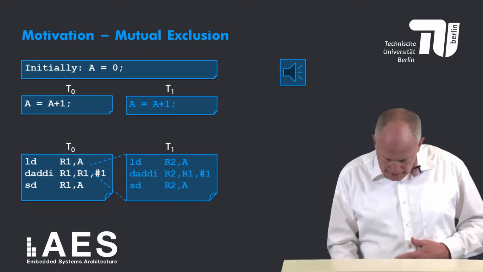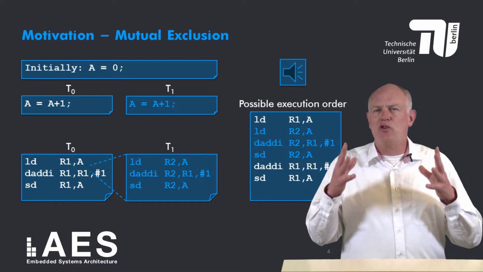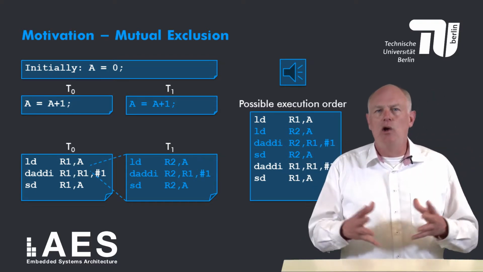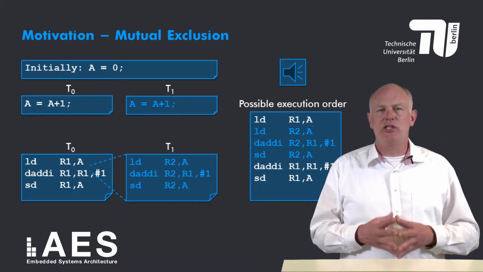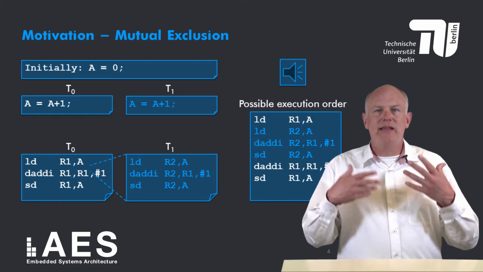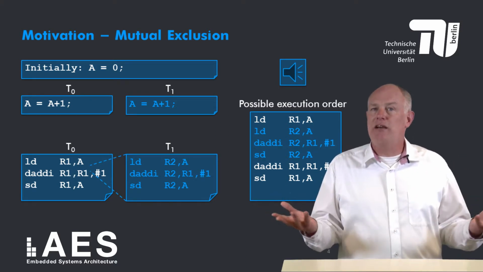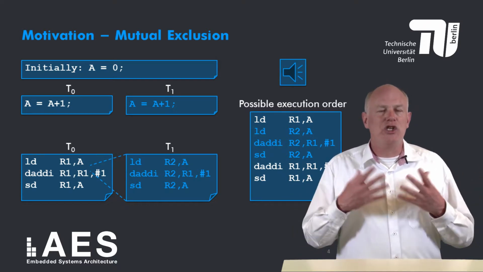So the order of execution may look like this, where the instructions of thread 1 are shown in blue. T1 loads the old value of A since the new value has not been stored yet. This means that T1's increment is lost. After both threads have been executed, the value of A equals 1, while it should have been 2.